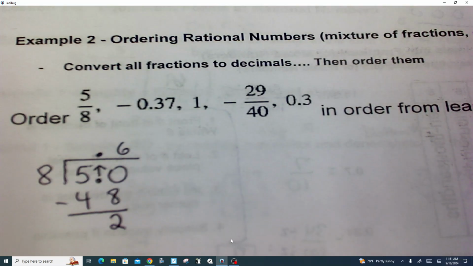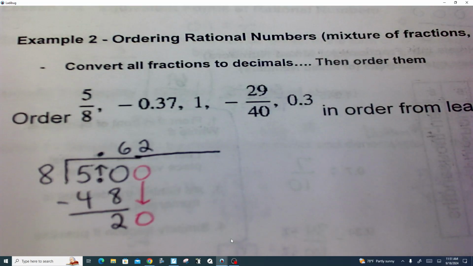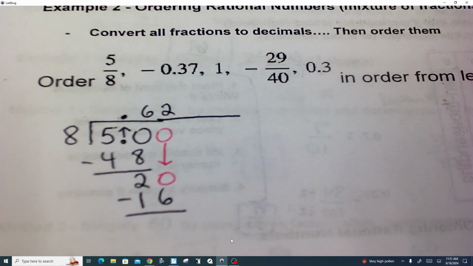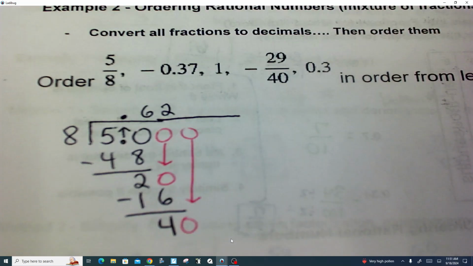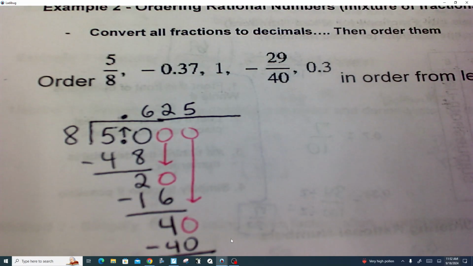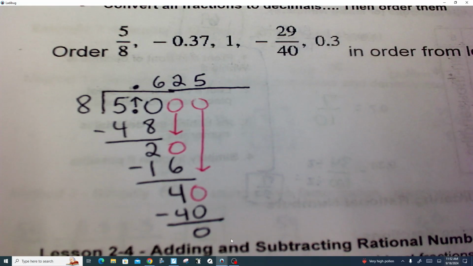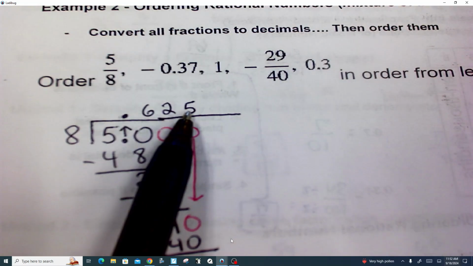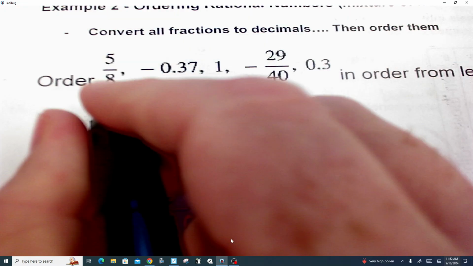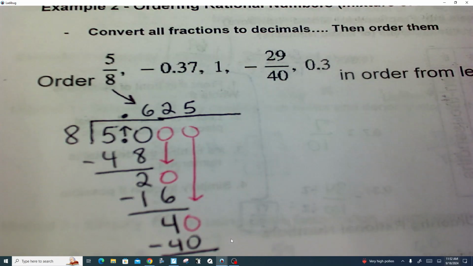Well, since we got something left over, we need to add another 0 and bring it down. Well, 4's left over, so add another 0 and bring it down. And the nice thing is, this time, we're going to finish it. So nothing is left over, right? 40 minus 40 is 0. So what is this 5/8? It's 625,000. So 0.625. So let's just put a little line right there.